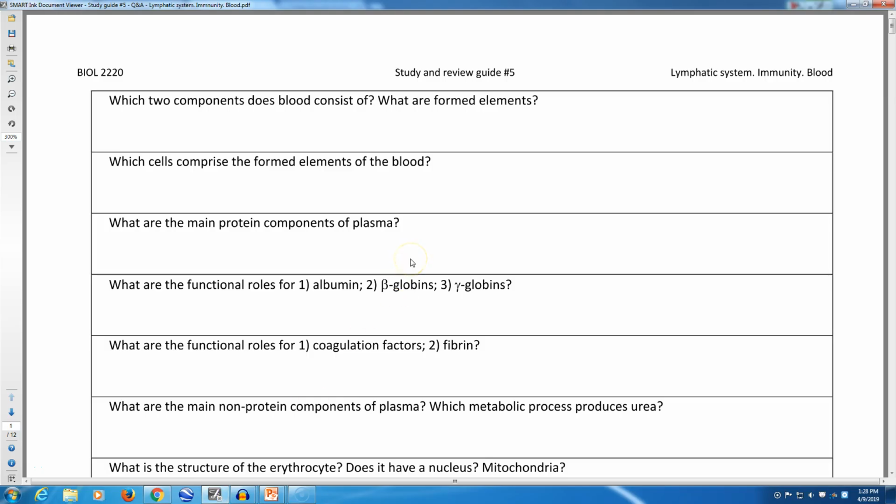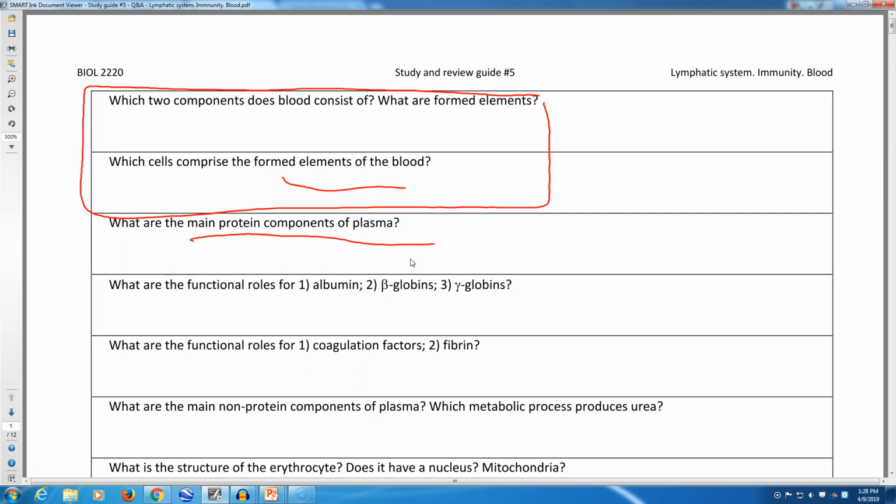Okay, so let's talk about it as usual, but try not to answer all of this. Well, this is pretty straightforward, right? Plasma versus formed elements and cells. Just know the cells of the blood: RBCs, white blood cells, platelets. Main protein components of plasma. So, there's 5. That's the protein components that you need to know.